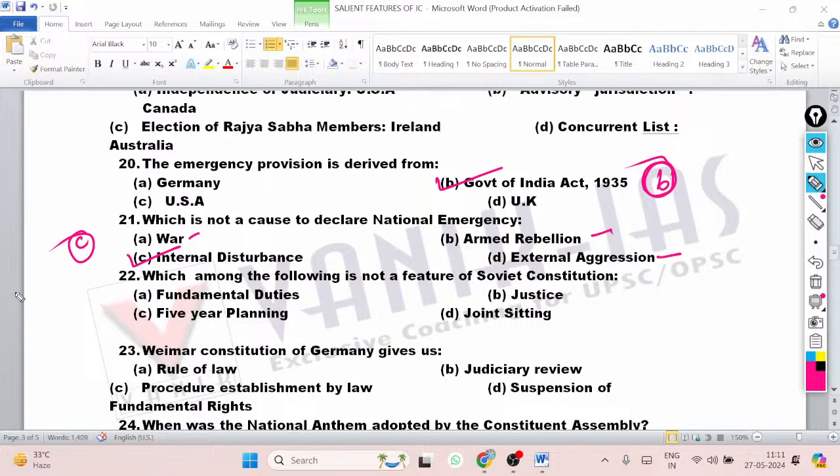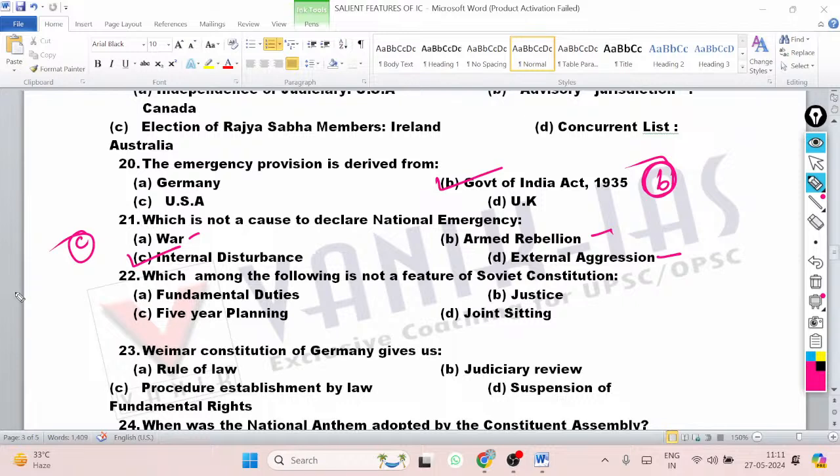Therefore, the 1975 emergency was imposed on certain grounds which were brought under internal disturbance. So it was not clear whether those reasons should be brought under it. Therefore, it is replaced with armed rebellion. Question number 21, the answer will be C.